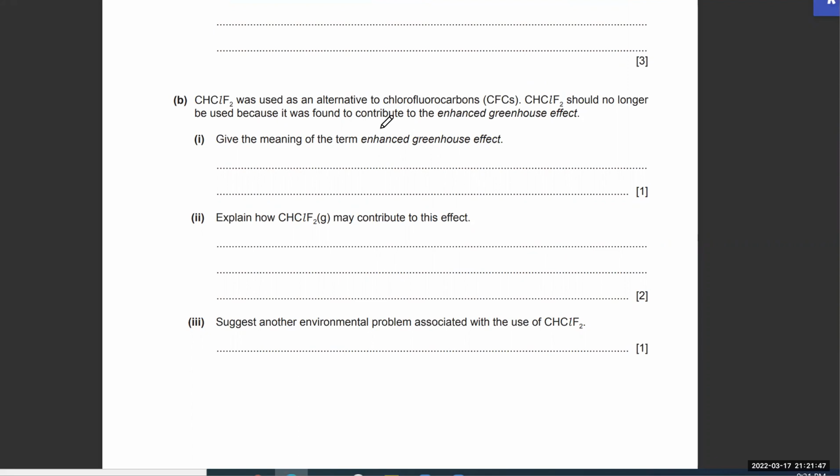CFCs: give the meaning of the term enhanced greenhouse effect. That is basically heating of the atmosphere. Okay, that's basically greenhouse effect. Explain how CHClF2 may contribute to this, because it destroys ozone.